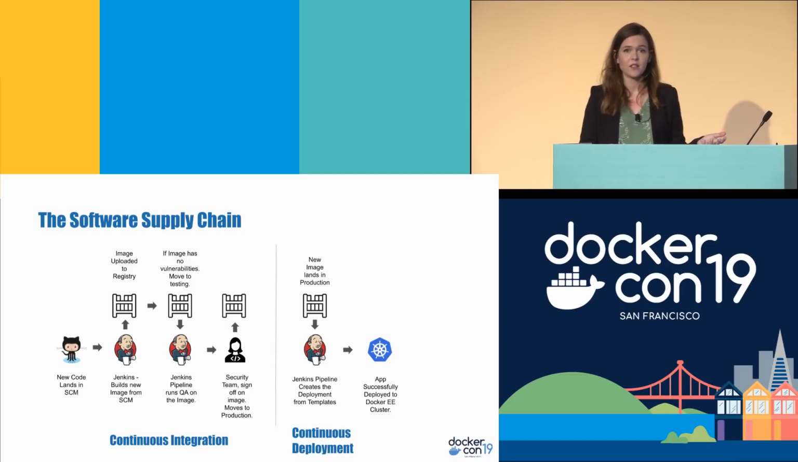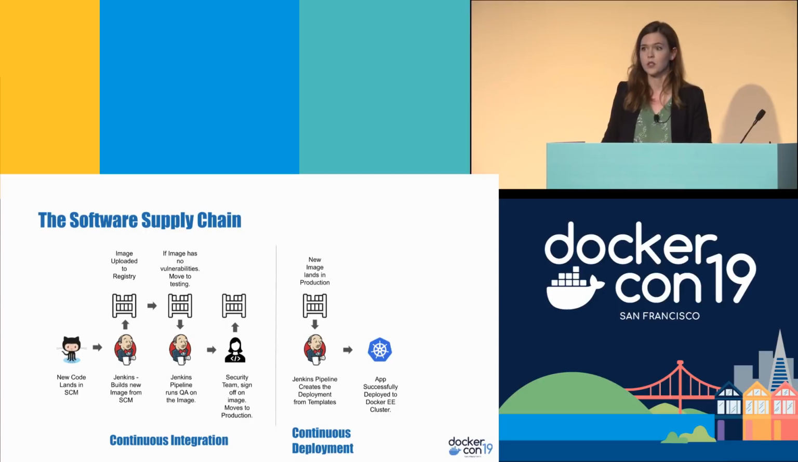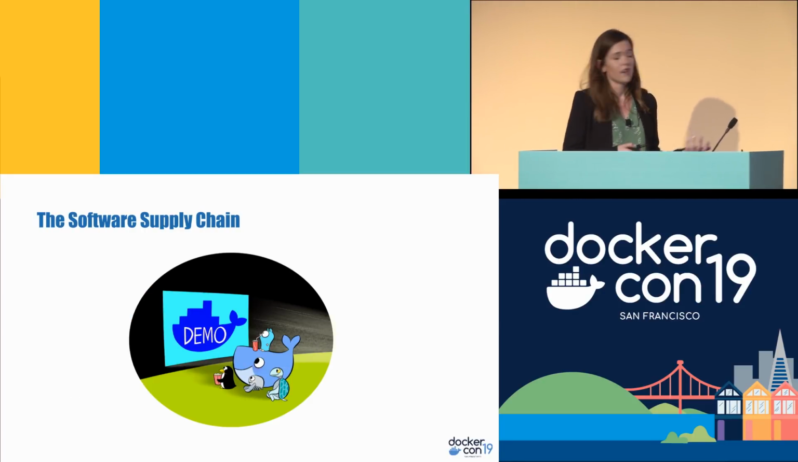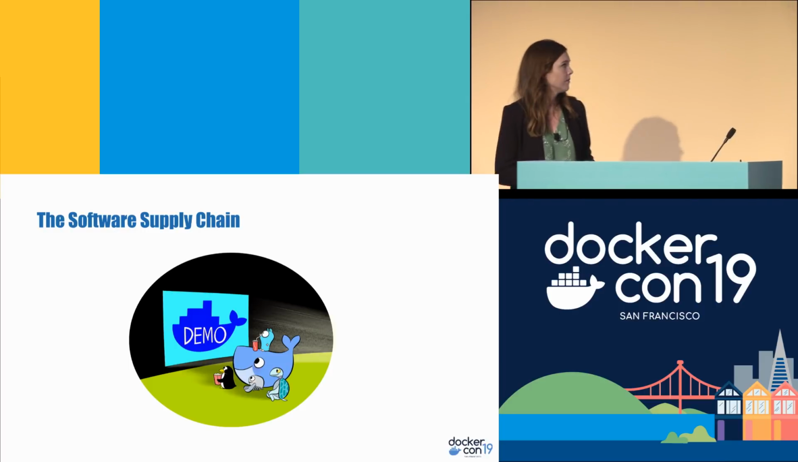Great. So that's our software supply chain. We went all the way from putting new code into your SCM, so committing to GitHub, and then talked a little bit about actually deploying to Docker EE. And to wrap this up, we're going to show you what that looks like in practice.